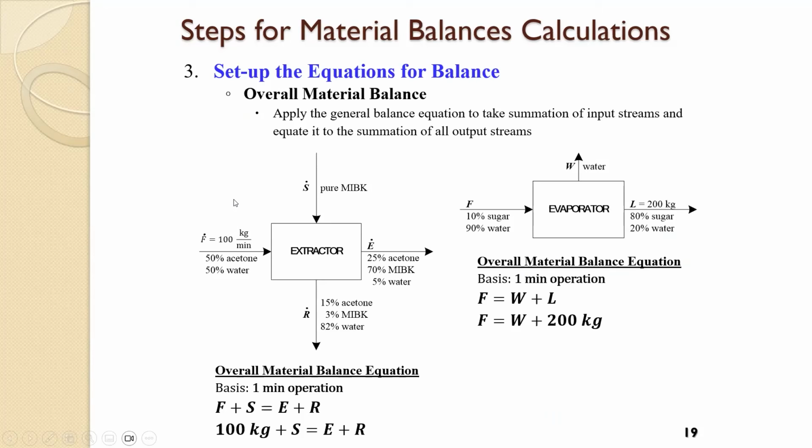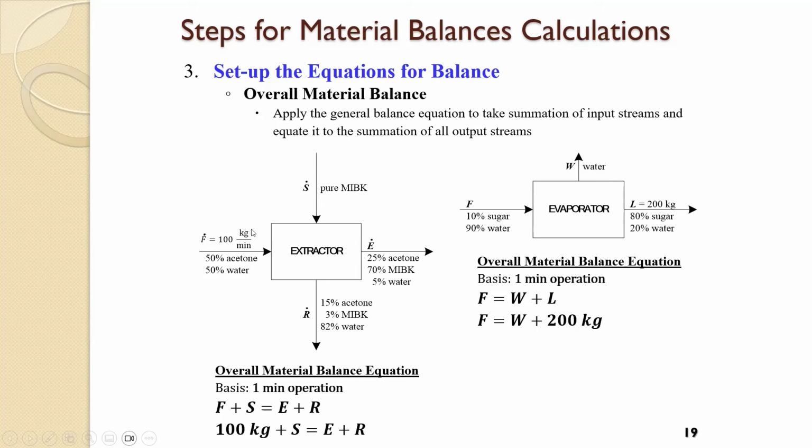Now, this is where the overall material balances are. In order to set up the equations for the overall material balance, apply the general balance equation: take the summation of input streams and equate it to the summation of all the output streams. Just like what I said earlier, if it's non-reacting, there is no generation, no accumulation, and no consumption, meaning all the inputs can be equated to all the outputs.